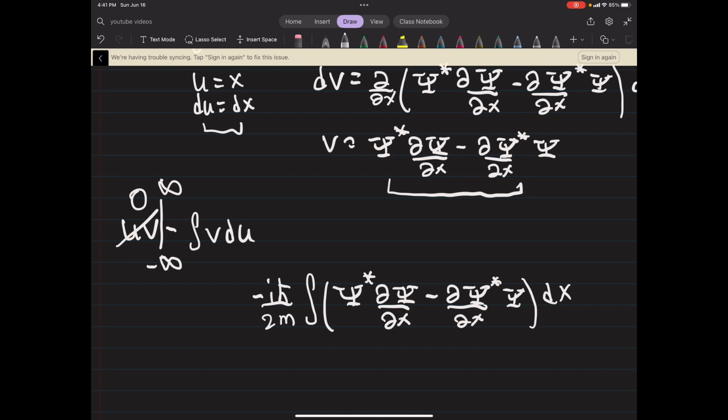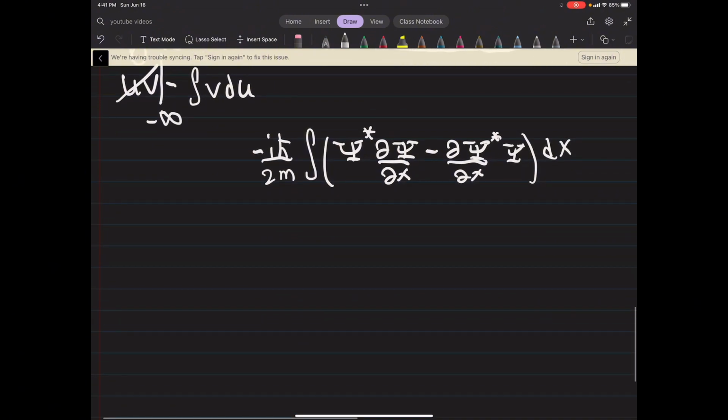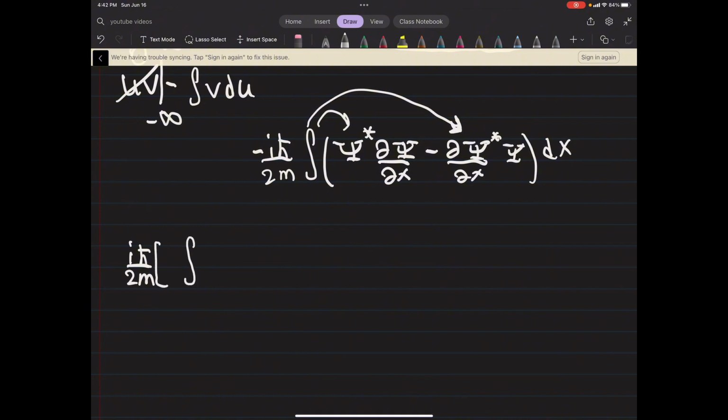And now this is equation 1.30. And this integral can be distributed, but the part we're interested in is this second one. So I'm going to do this over here. The negative side can come out, so that's i h bar over 2m. We're not really worried about that, but the integral from negative infinity to positive infinity of d psi star dx psi dx.